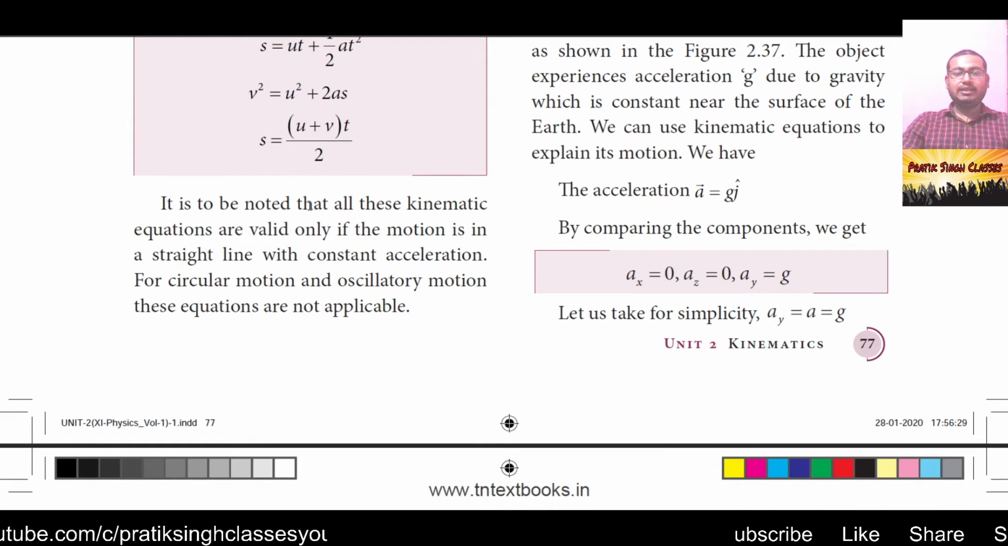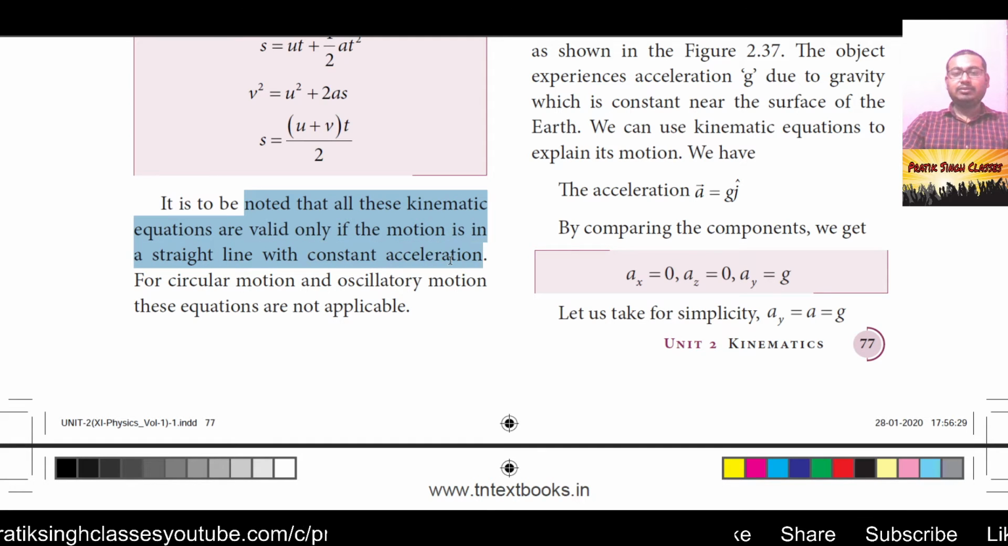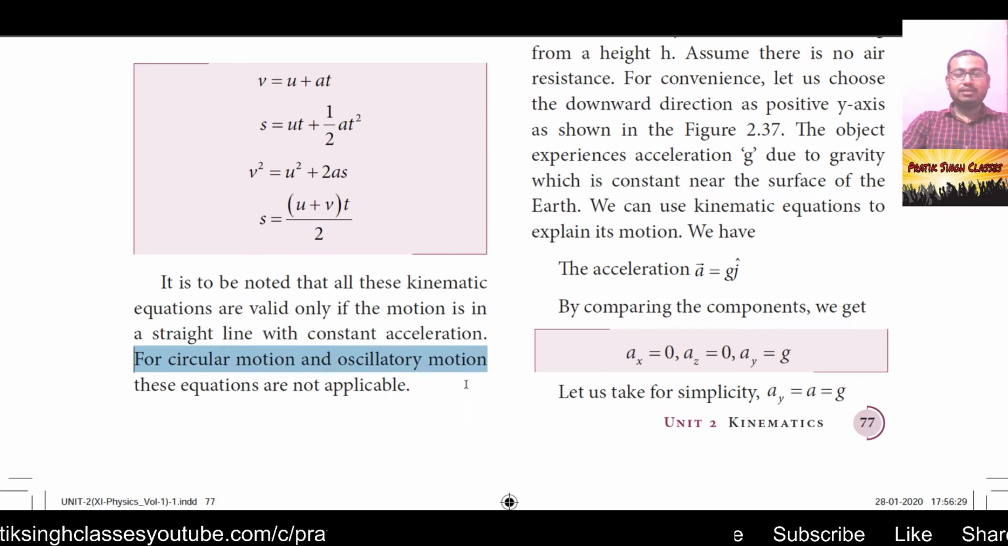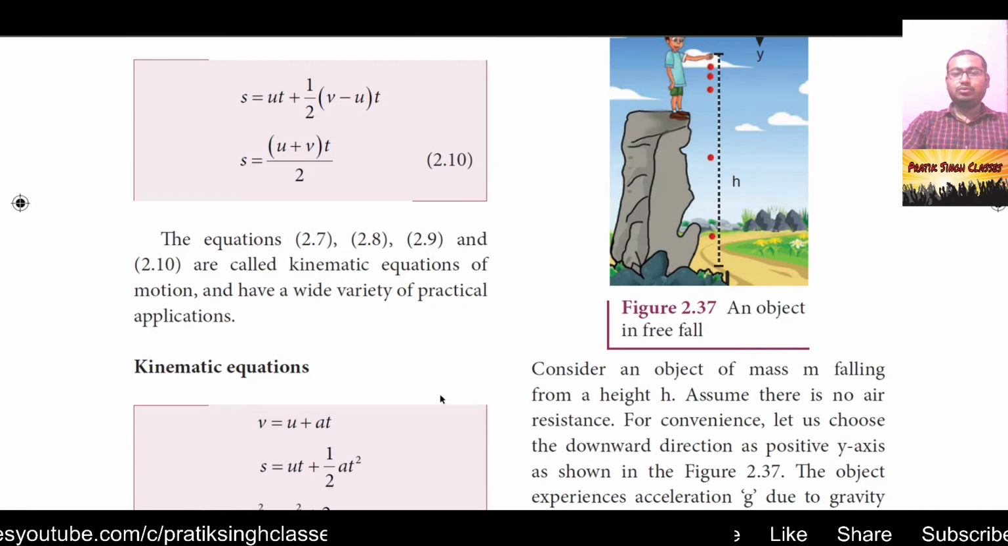It is to be noted that all these kinematic equations are valid only if the motion is in a straight line with constant acceleration. So these formulas are valid when the object is moving in a straight line and the motion of the object is uniform. For objects in circular motion, periodic motion, or non-uniform motion, all these formulas are invalid. For circular motion and oscillatory motion these equations are not applicable. For that we have to study some more things.